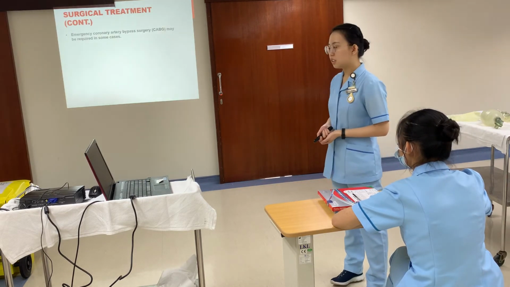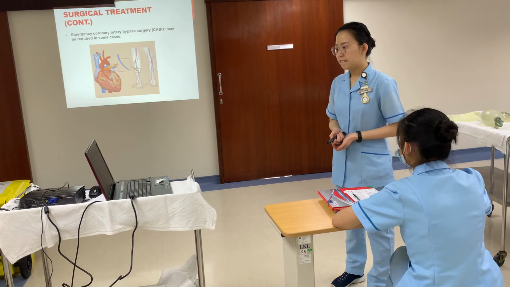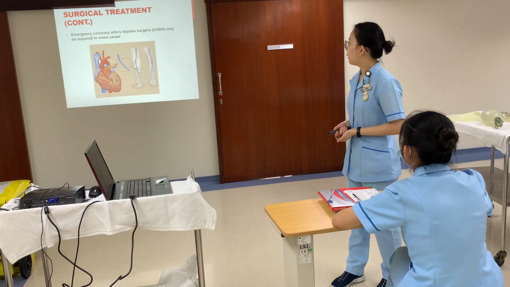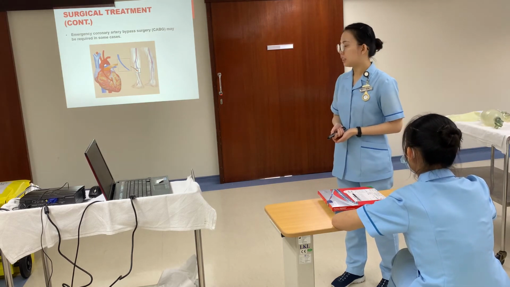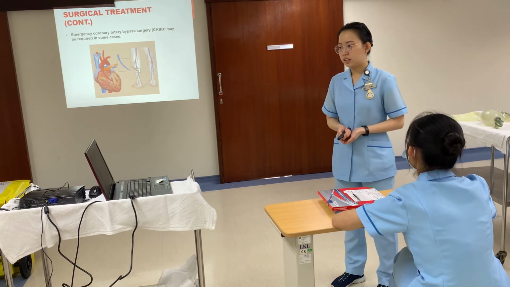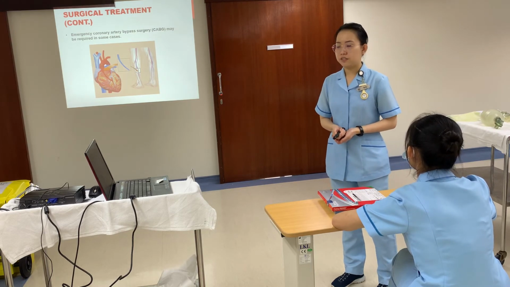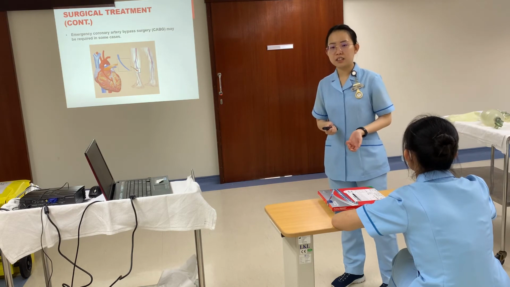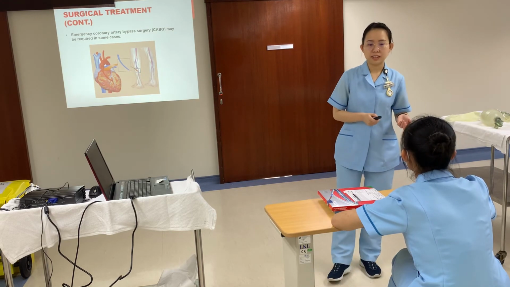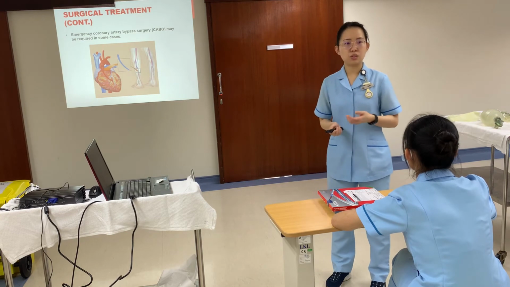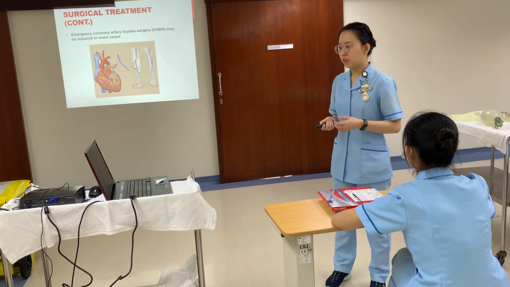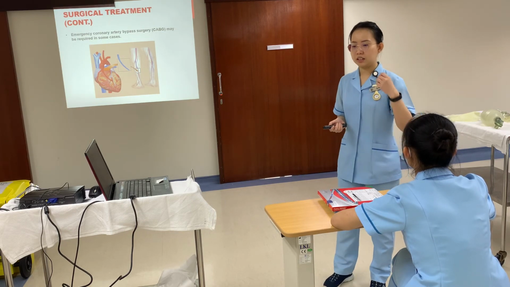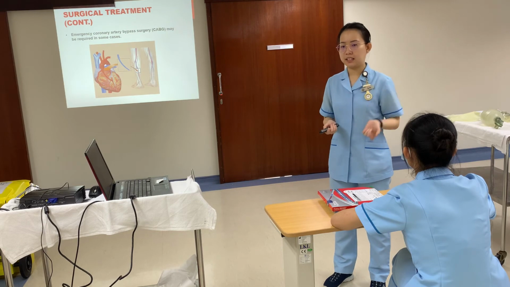So the second surgical treatment is emergency coronary artery bypass surgery. CABG may be required in some cases. If the case is very difficult and the doctor is unable to open up the vessel, the doctor may suggest doing an emergency bypass. They will harvest a vein from the leg and then do a bypass in the heart.